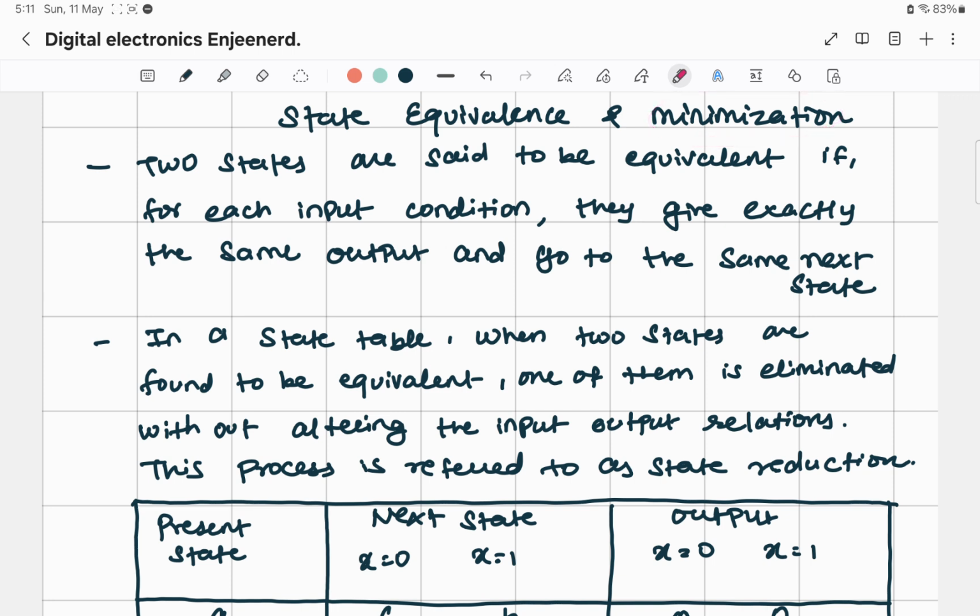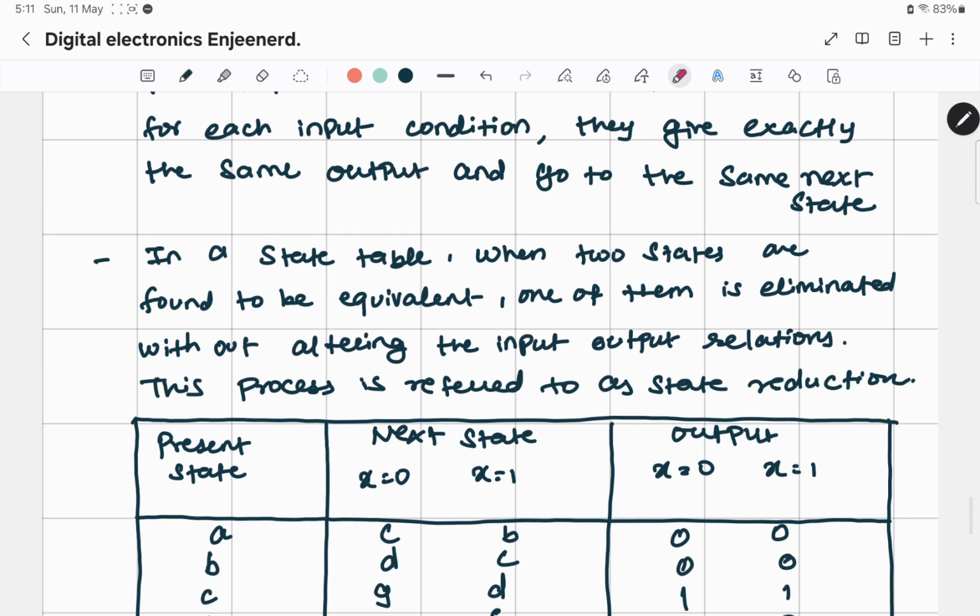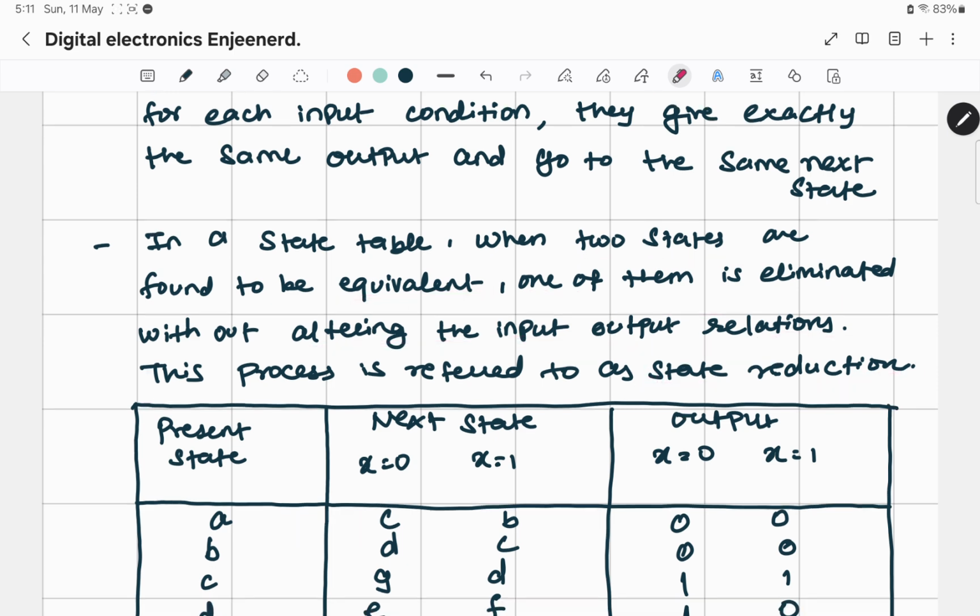So two states are said to be equivalent if, for each input condition, they give exactly the same output and go to the same next state. In a state table, when two states are found to be equivalent, one of them is eliminated without altering the input-output relationship. This process is referred to as state reduction.